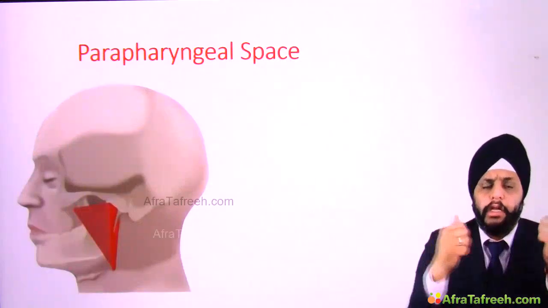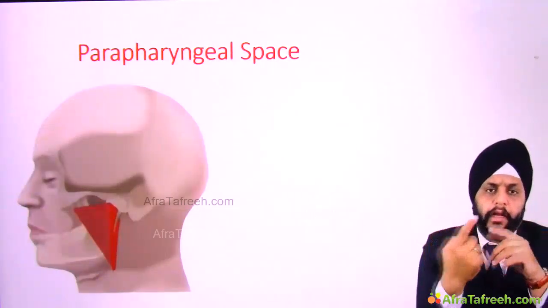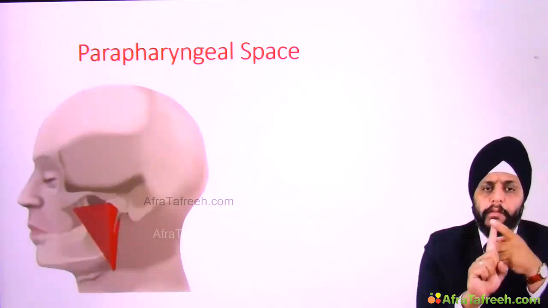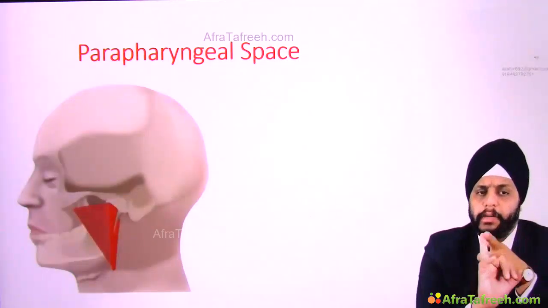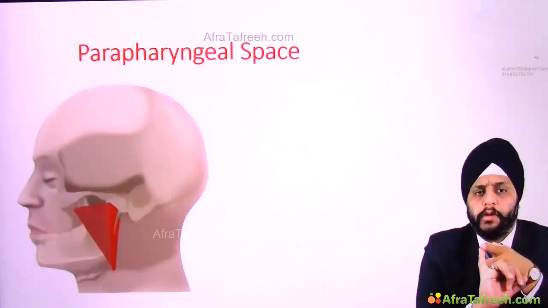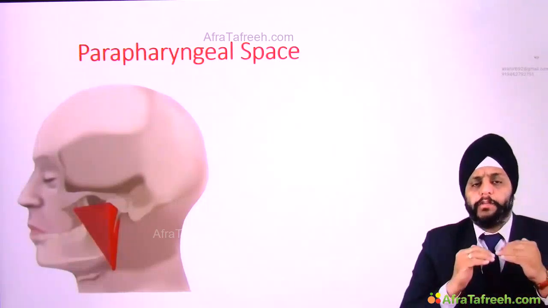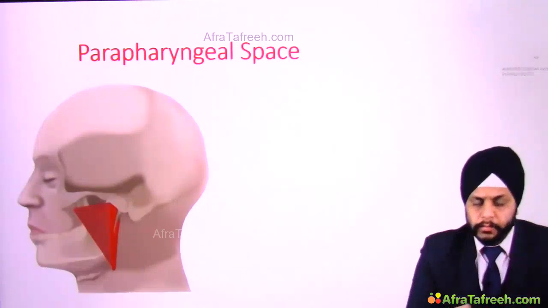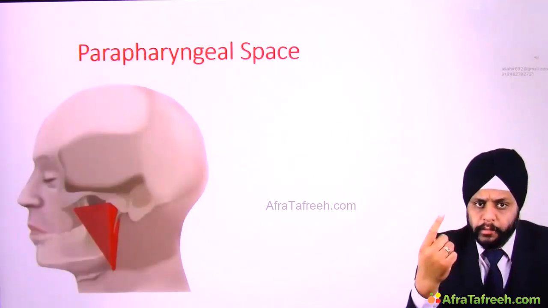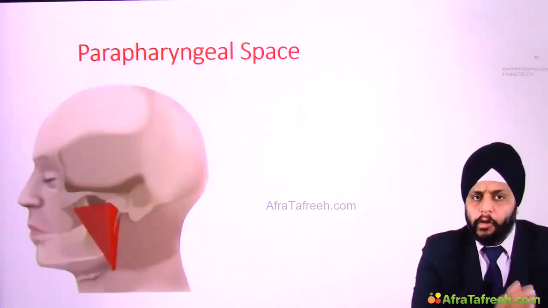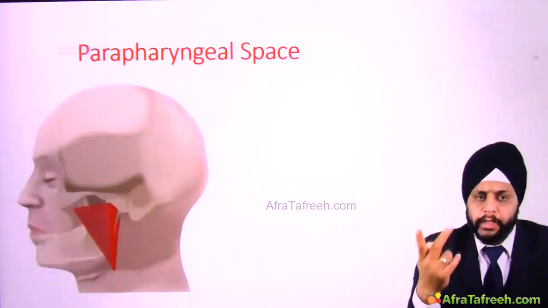So we have till now discussed the spaces in the face. There were 4 spaces that I discussed. Which were those 4 spaces? Number 1, the buccal space. Number 2, the canine space. Number 3, the masticator space. Number 4, the parotid space. Now we come to the spaces above the hyoid. Number 1 is the peritonsillar space, which we have already discussed along with the tonsils. Then the next space above the hyoid is the parapharyngeal space.